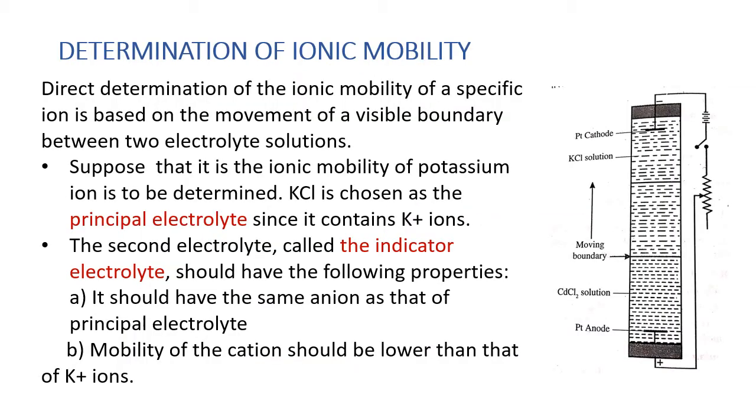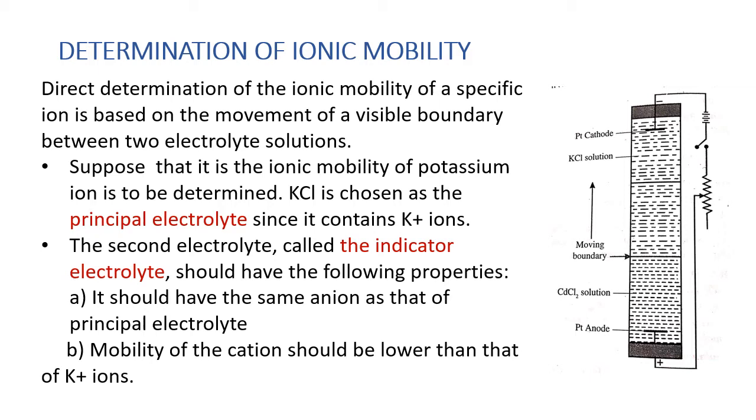Now let us see how to determine the ionic mobility. So the direct determination of ionic mobility of a specific ion is based on the movement of a visible boundary between two electrolyte solutions. So if you want to find the ionic mobility of K plus ions, an electrolyte containing K plus is taken as the principal electrolyte, for example KCl.